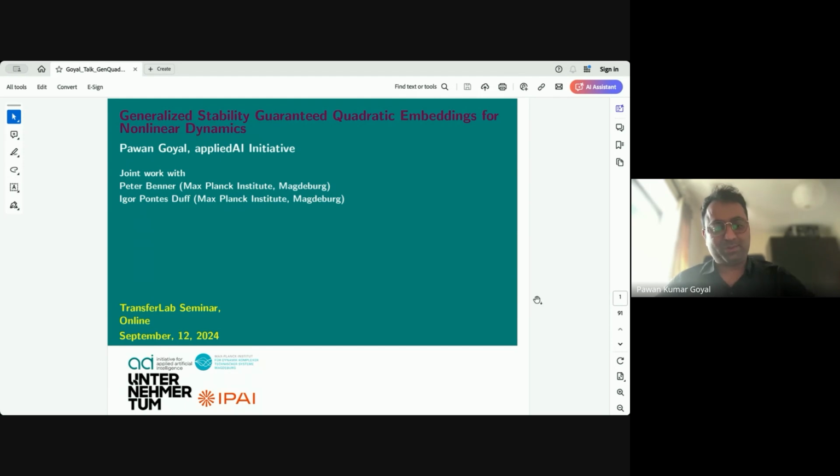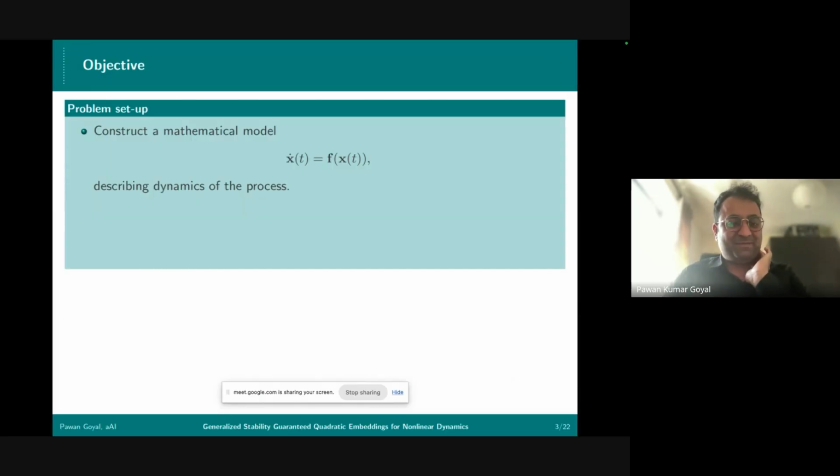However, the more information we have about the process, and we know a lot of information coming from physics, for example, or empirical knowledge, the more we can leverage this knowledge to make the whole learning much more efficient. The problem setup is the construction of a mathematical model which can describe the dynamics of the process, and in this talk we are interested in continuous dynamical systems. That means we are interested in the function x dot is equal to f of x.